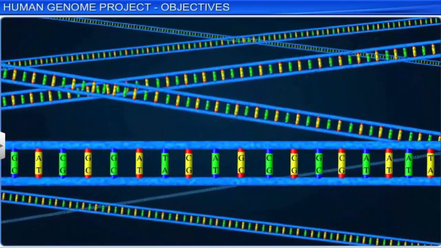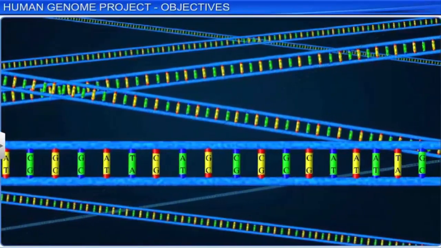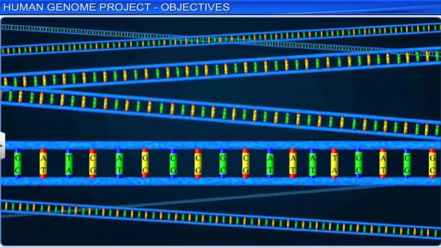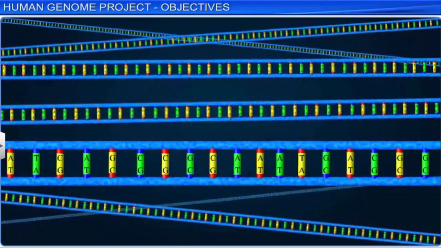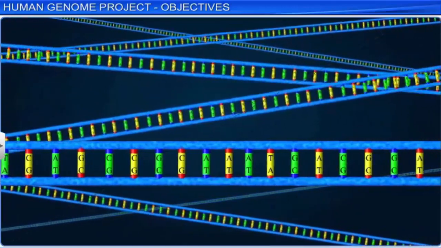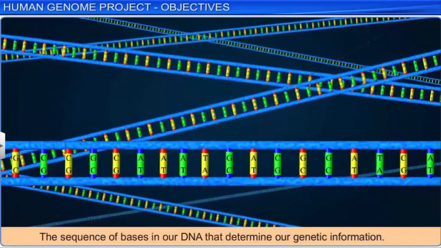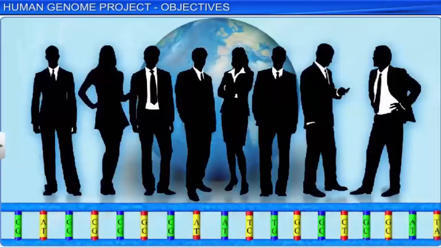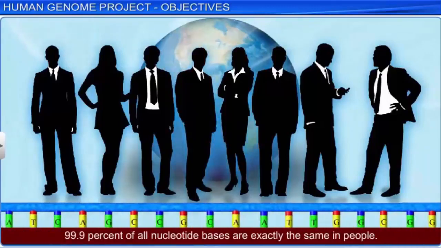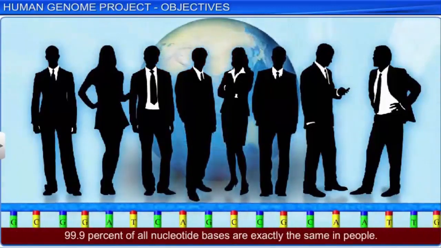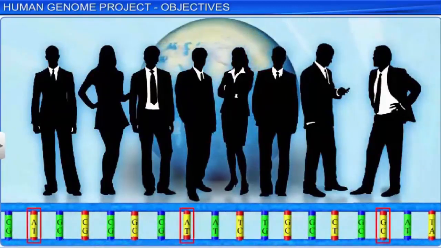Therefore, by aiming to understand the genetic makeup of the human species, the HGP served an important purpose. It was important because it is a sequence of bases in our DNA that determine our genetic information. 99.9% of all nucleotide bases are exactly the same in people. Yet we differ from each other, and that is because our DNA sequences differ in certain places.